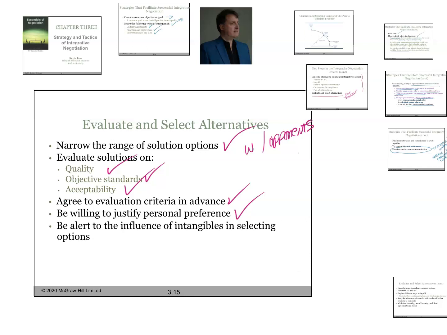And the last one here is being alert to the influence of intangibles in selecting options. This may or may not be connected to interests. Typically it's not, at least not interests that you would articulate. Maybe it's about having a good quarter because you're in a sales role and this deal will put you over the top. You might get recognition from your boss. Maybe it's about getting a deal closed in a certain way so you can take more vacation. Whatever it is, there may be all kinds of intangible things behind the scenes.